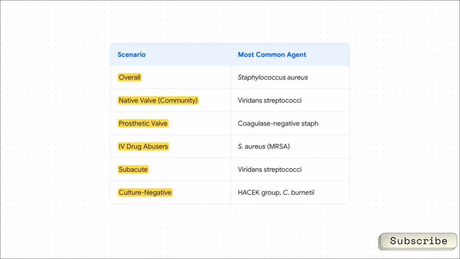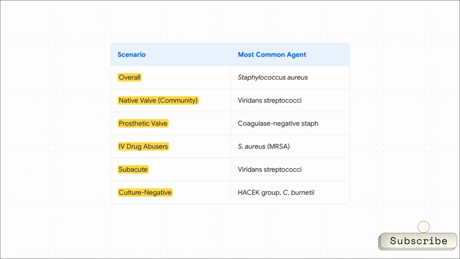This table right here, this is pure gold. Because the bug often depends on the patient's story. You have to lock in these associations for your exams. The number 1 cause overall, Staph aureus. But if it's a native valve and someone from the community, you should be thinking viridans streptococci. If they have a prosthetic valve, think coagulase-negative staph. An IV drug user, it's Staph aureus again, and you should always think about the tricuspid valve.